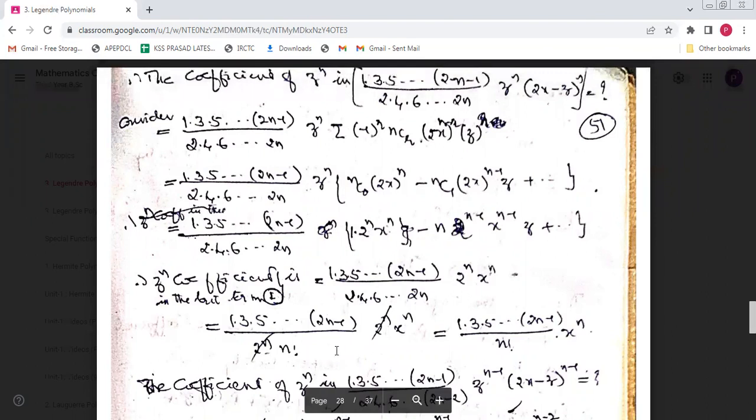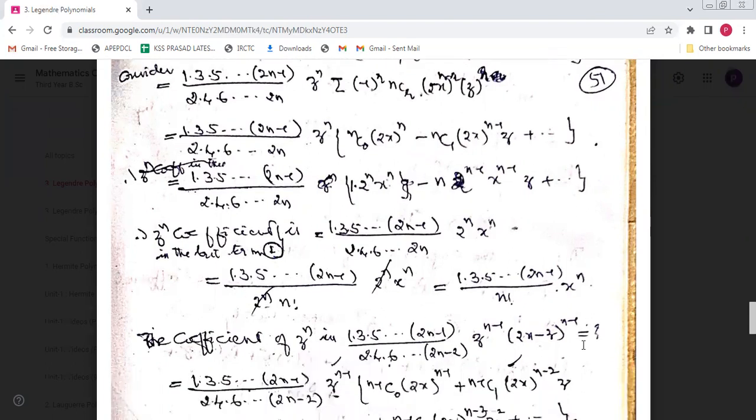Because 4 can be written as 2 into 2, 6 can be written as 2 into 3, and 2n can be written as 2 into n. So if you take 2 common in each term, n terms are there, 2 into 2 into 2 like that, n times. That becomes 2 power n into n factorial. And this becomes 2 power n into x power n. That is nothing but 1 into 3 into 5, etc., 2n minus 1 divided by n factorial times x power n.